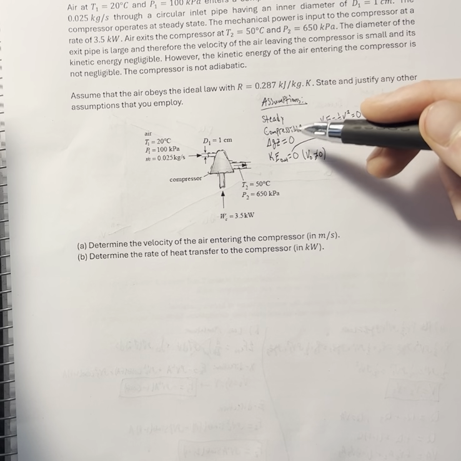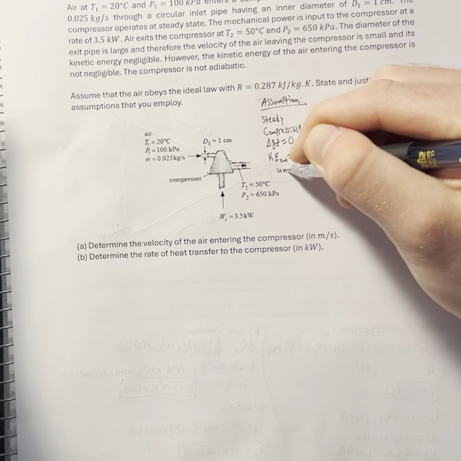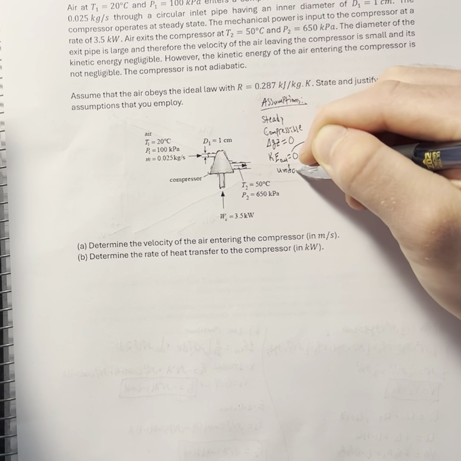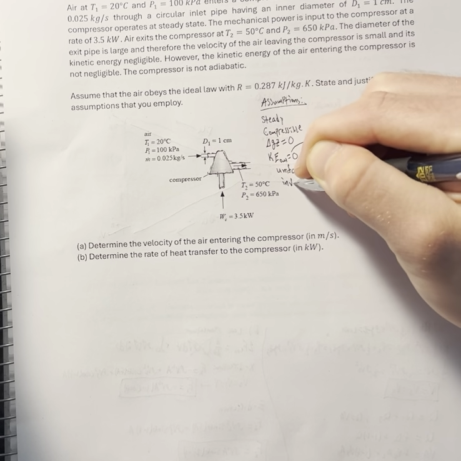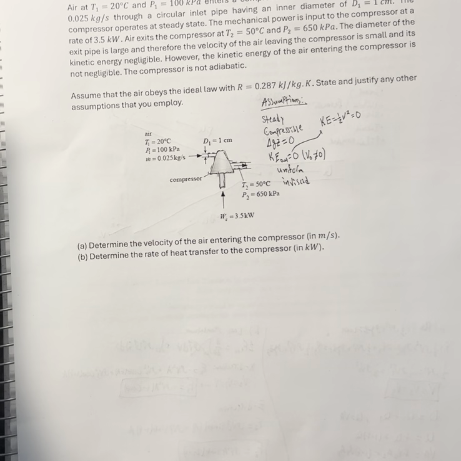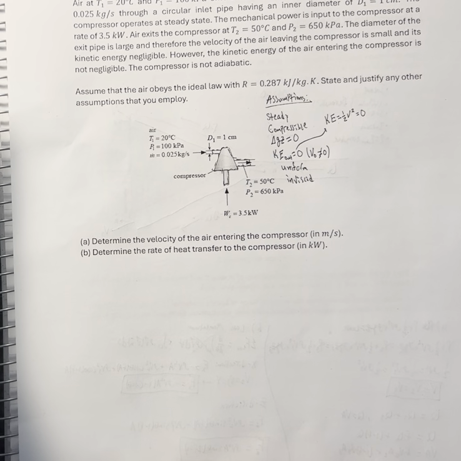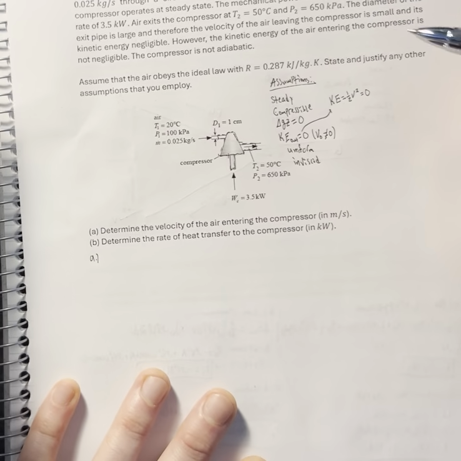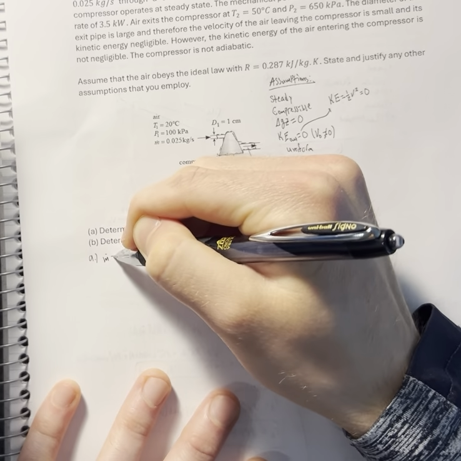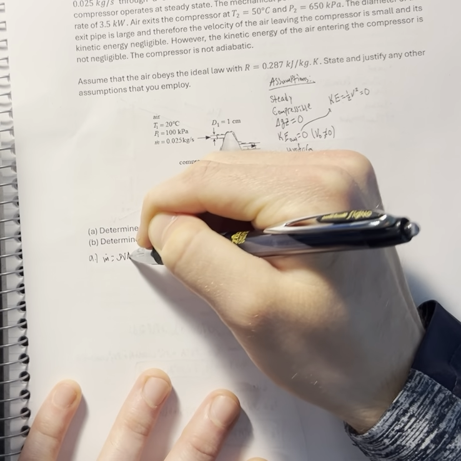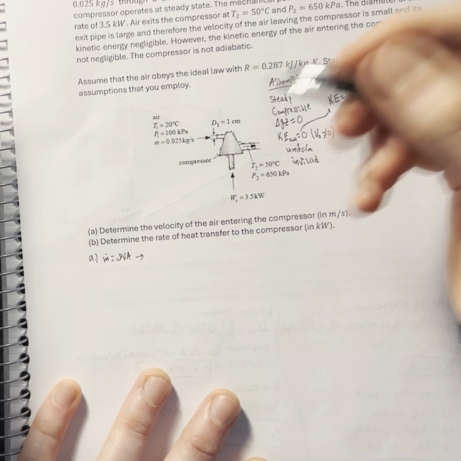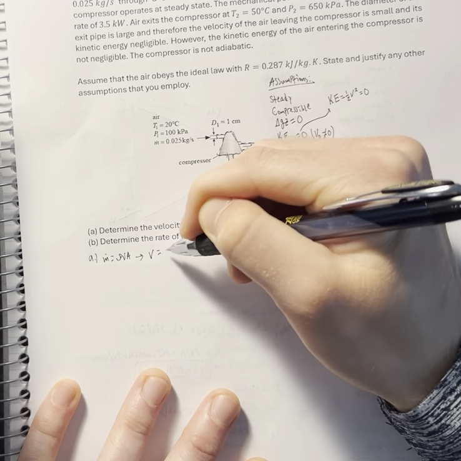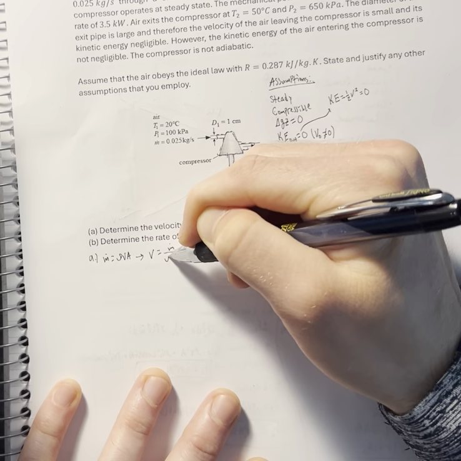Steady, compressible, say uniform, and inviscid. That's pretty much all we need. Should be fine. I don't think we really need anything else. Cool. So for part A, this is just a thermo thing. Just m dot equals rho V A. And we know we're trying to find velocity. So V equals m dot over rho A.